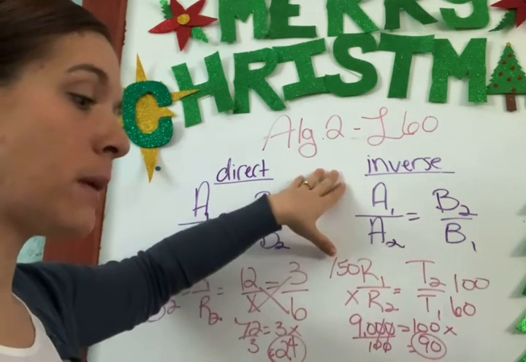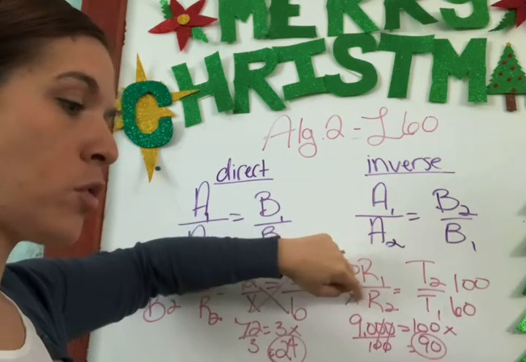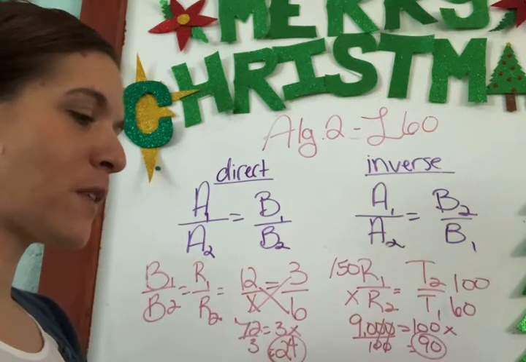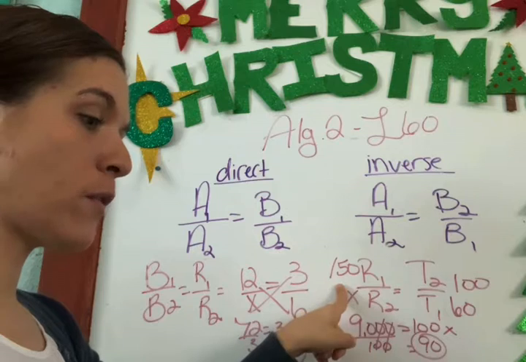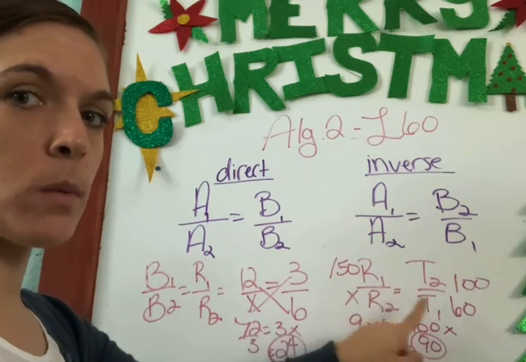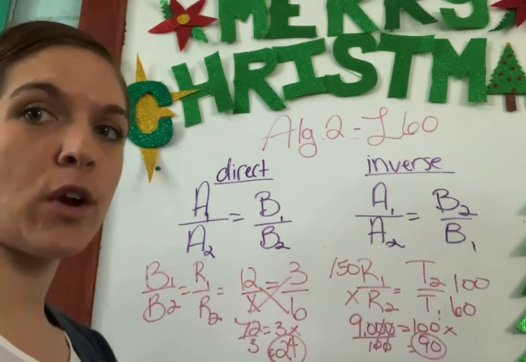Over here for letter B, we're using inverse. So we had R1 for revolutions over R2 equals T2 over T1. I confused myself at first, so I put the 60 in the T2 place. I shouldn't have done that. So it's 150 for R1. We're looking for R2. T1 was 60 and T2 was 100. Crisscross and multiply and you get 90 for your answer.